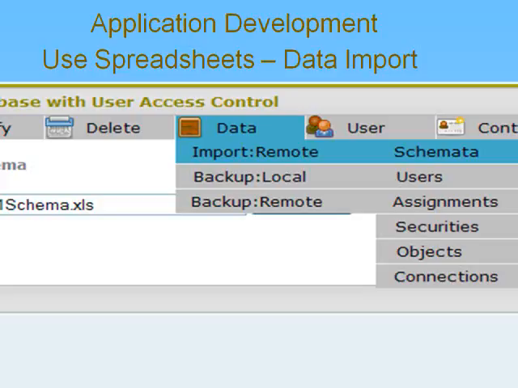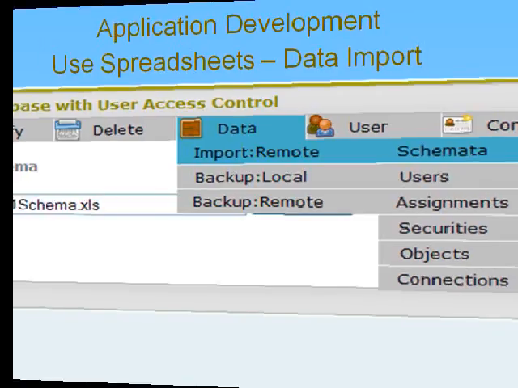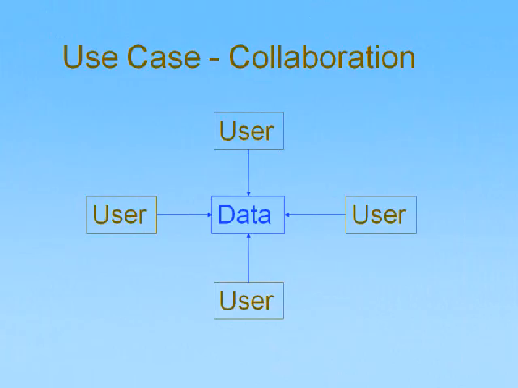In addition, user definitions and access controls can also be defined in spreadsheet files and imported into the database. The end product may be defined as an online generic database with user access control. It can be used in any situation where multiple users are working on the same set of data and they need to collaborate with each other.